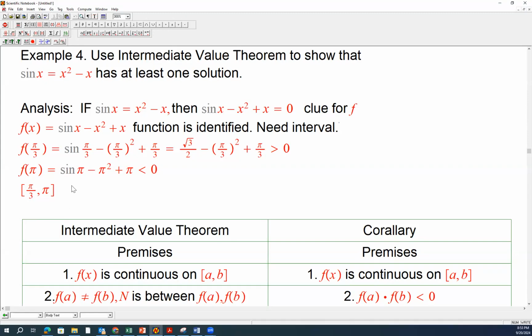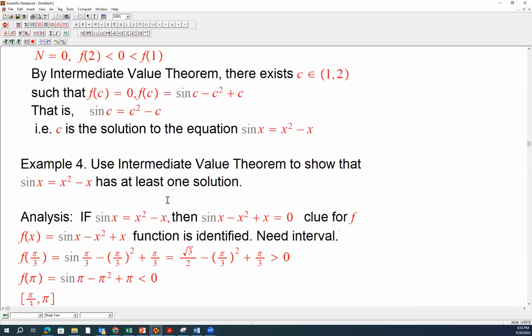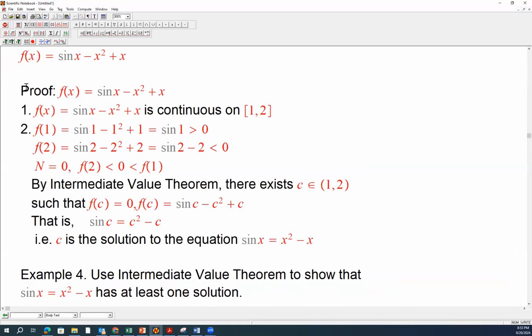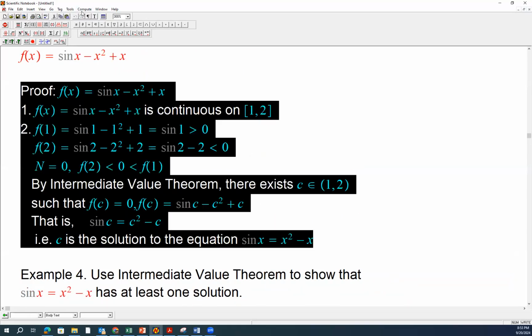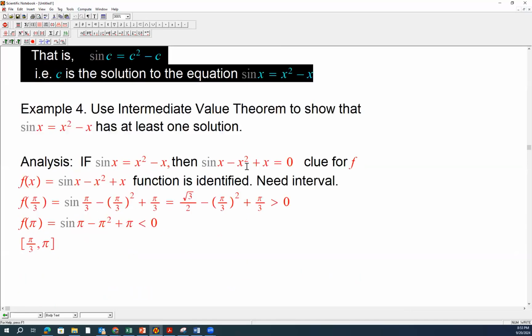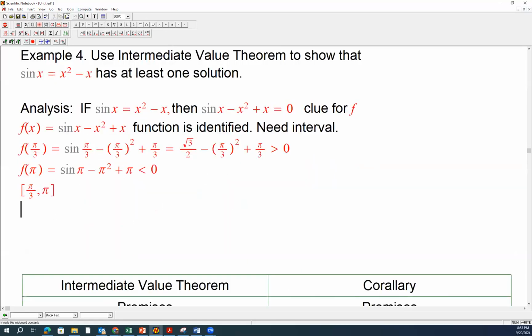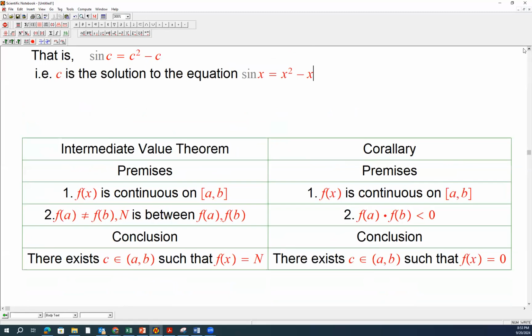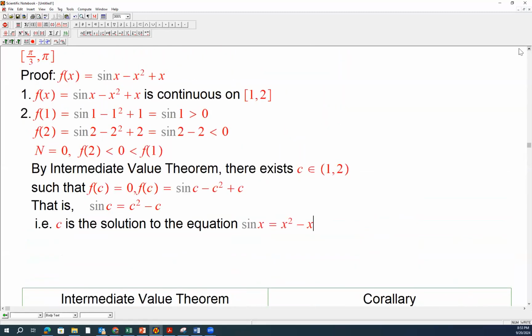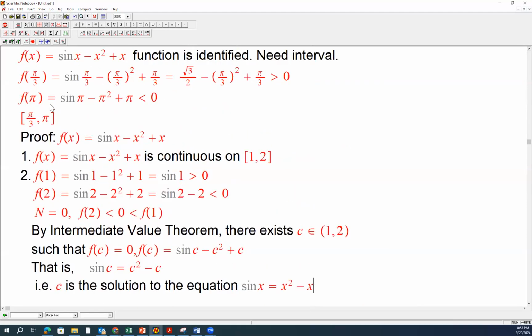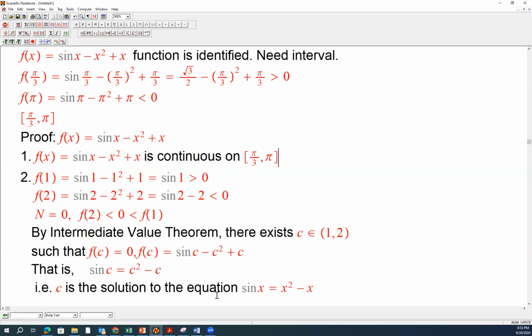And for the rest, I pretty much will copy this piece of work to save time, right? Of course, I need to make some adjustments and some changes. I still use the same function. It is continuous on this closed interval, not 1, 2 anymore, right?